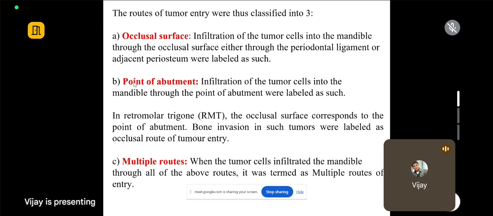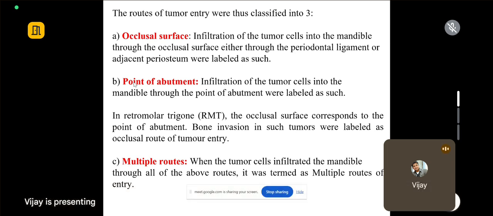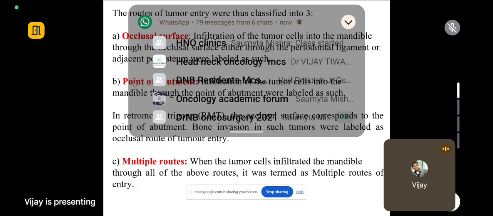They classified tumor entry into three. One was the occlusal surface, where infiltration of the tumor cells into the mandible through the occlusal surface, either through the periodontal ligament or adjacent periosteum, was labeled as such. The second was the point of abutment, where tumor cells infiltrate the mandible through a point of abutment. In the retromolar trigone, the occlusal surface corresponds to the point of abutment, and bone invasion in such tumors was labeled as occlusal route of entry. Multiple routes, as mentioned earlier, when there is a large paramandibular disease and tumor cells infiltrate the mandible through all of the above routes, was termed multiple routes of entry.